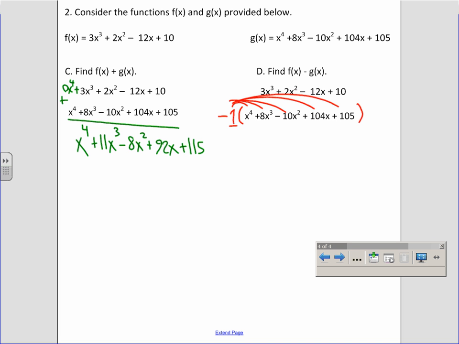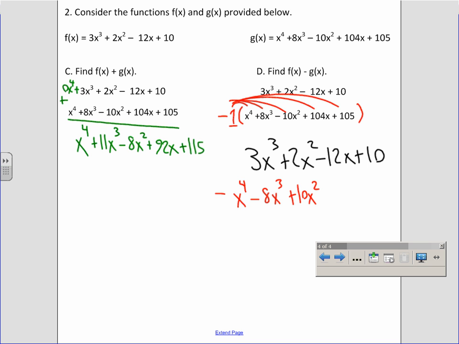So I'm going to rewrite the problem. So f of x is still the same, 3x cubed plus 2x squared minus 12x plus 10. Now this becomes minus x to the fourth minus 8x cubed plus 10x squared minus 104x minus 105. Every sign changed. And now we can think of it as addition, and we're just combining like terms.